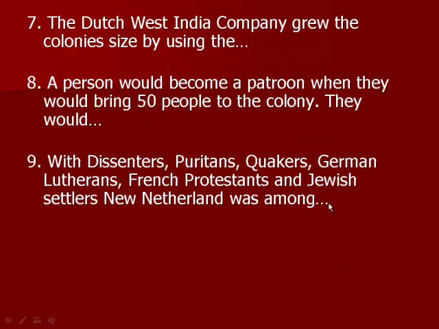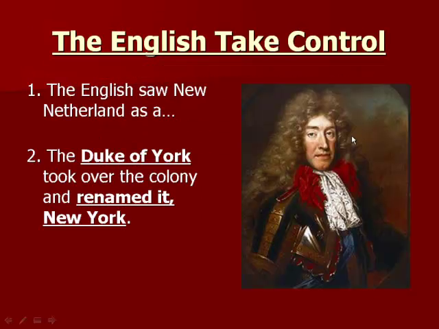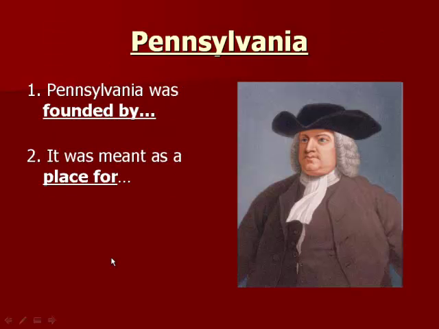So what they do is they have the Duke of York, which is this guy right here. They see it as a threat, and the Duke of York takes over the colony and renames it New York. So New Netherland becomes New York. Easy enough.